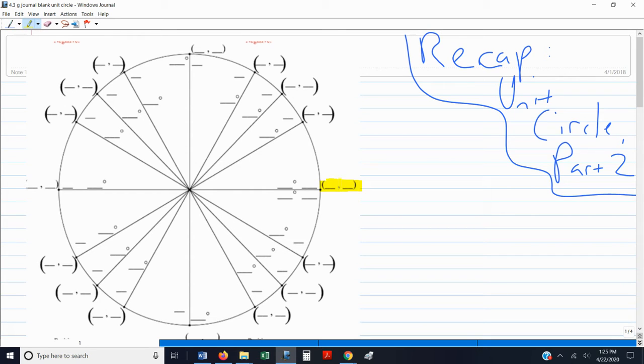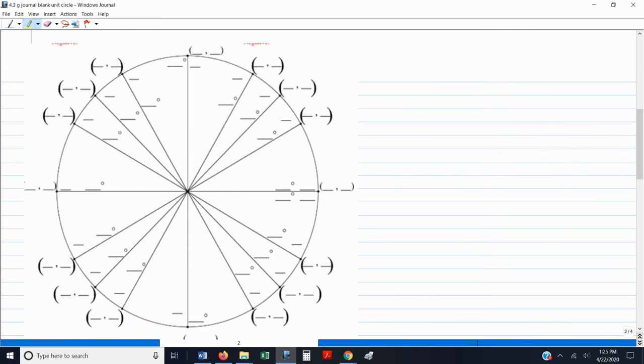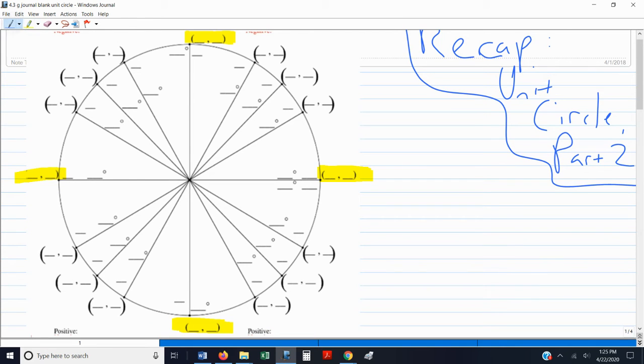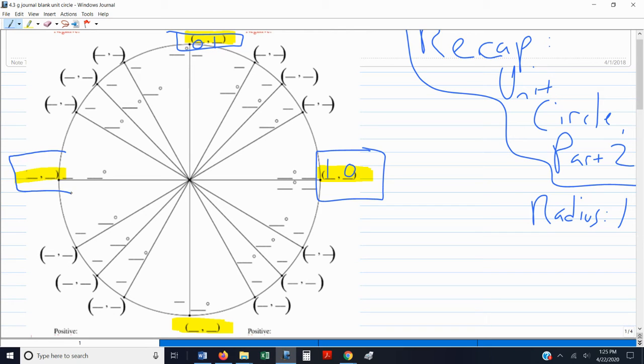So first, I would like you to think about these 4 coordinates. Remember the radius of the unit circle. The radius is 1. And let's start with this one. What coordinates belong there? 1, 0. Let's go to the next one. 0, 1. Let's go to the next one. -1, 0. And finally, 0, -1.